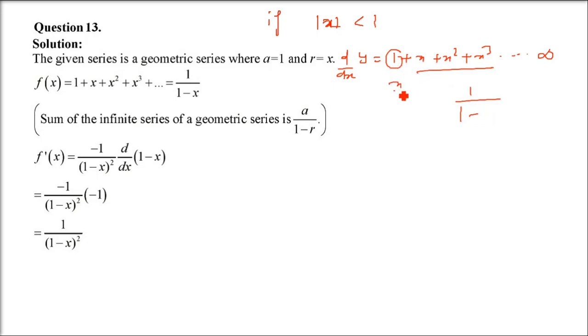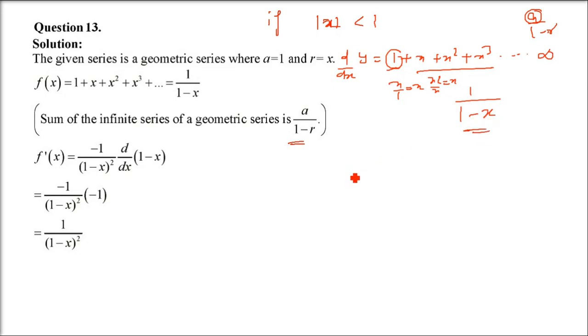So what is a? 1. What is r? x by 1, x square by x, x cube by x square. x is the common ratio. So a upon 1 minus r, that is 1 upon 1 minus x. This is the sum.